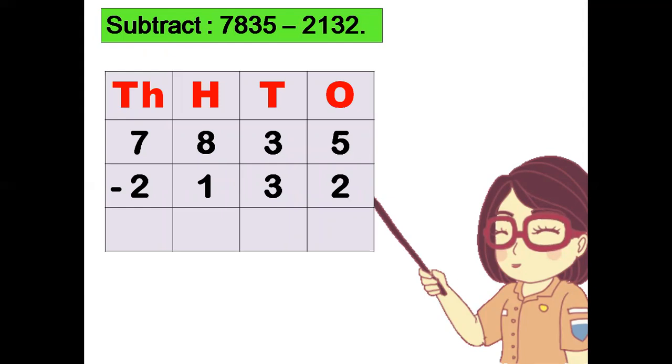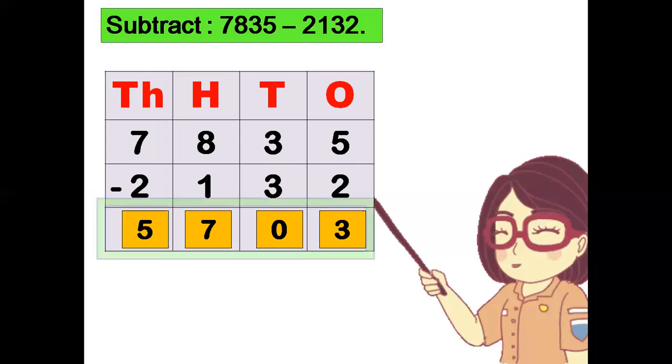Subtracting 5 ones and 2 ones. 5 minus 2, we get 3. Subtracting 3 tens from 3 tens, we get 0 tens. Subtracting hundreds, 8 minus 1, we get 7. And subtracting thousands, 7 minus 2, we got 5. So our answer is 5703. Thus, the result obtained after subtraction is called difference.